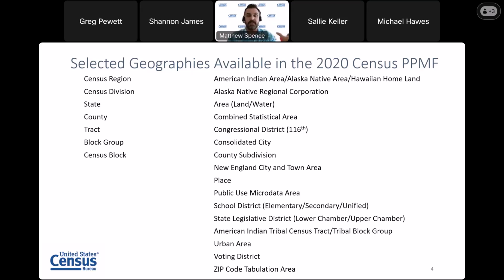This is just a selected view of geographies that are available on both the person file and the housing unit file for the PPMF. So with these geographies and with those content variables that we showed on the prior slide, you're able to do custom tabulations at geographies that may not have been previously available.